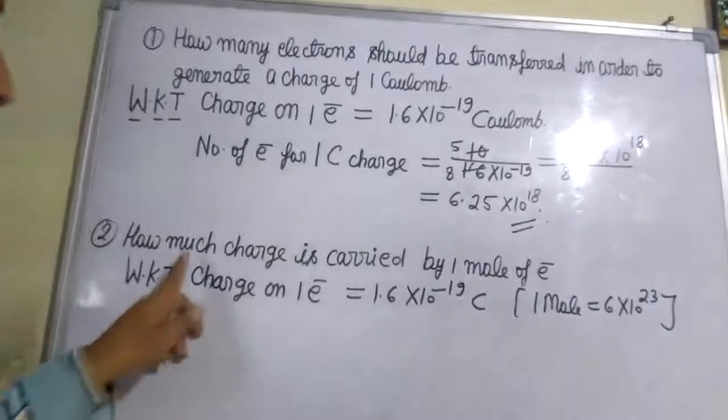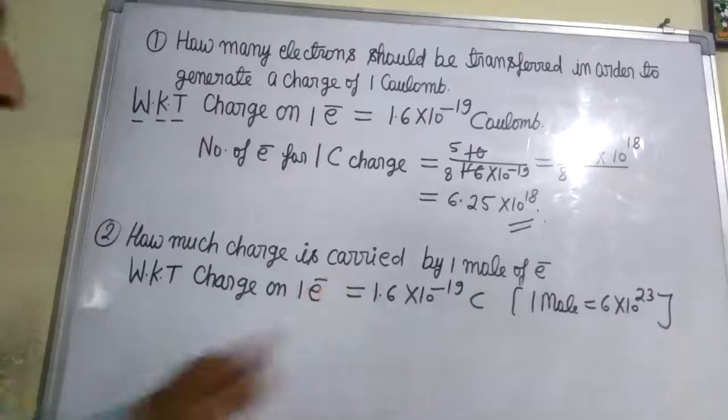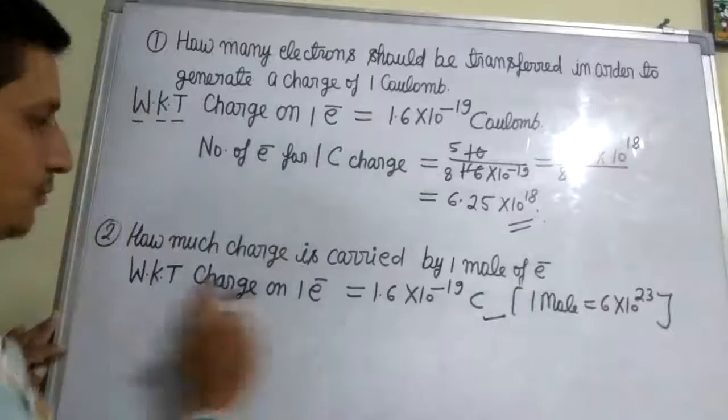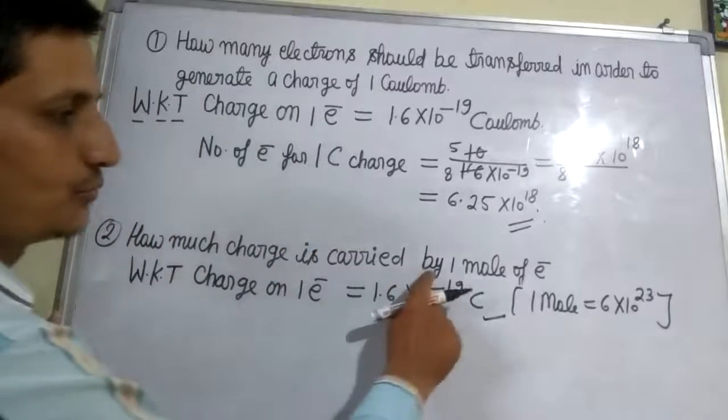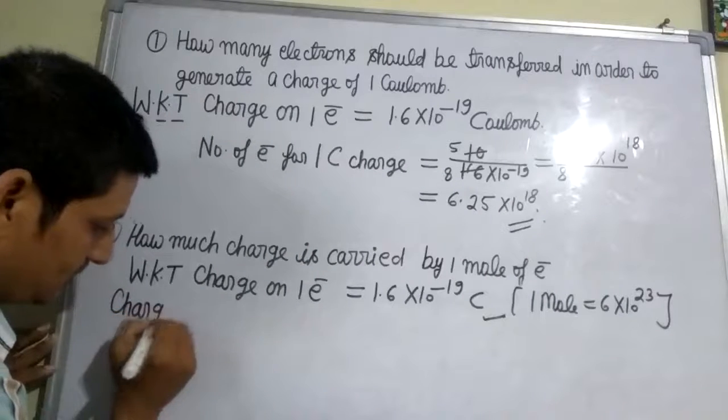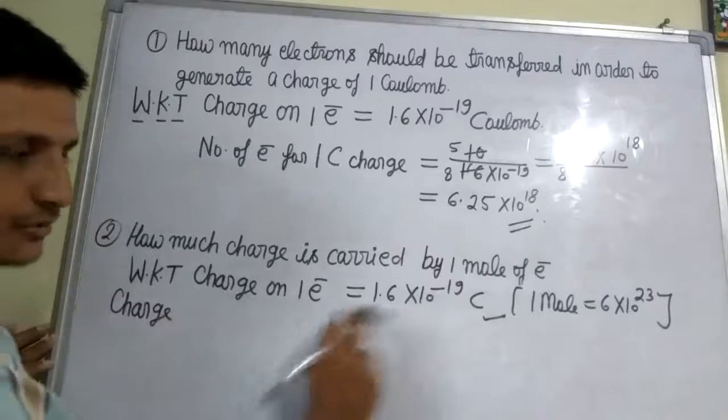So we have to find out how much charge is carried. Charge on 1 electron is equal to this. So we have to find out the charge carried by 1 mole of electrons.